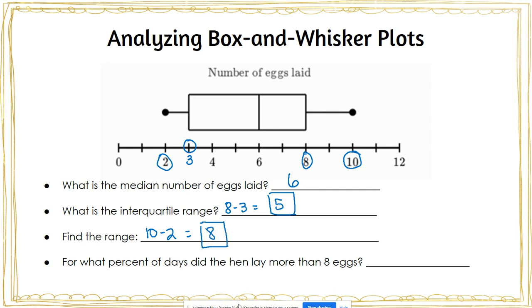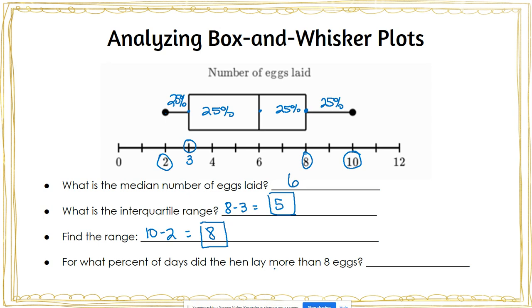Then I can answer questions about percentages. This question says, for what percent of days did the hen lay more than 8 eggs? Well, let's find 8. 8 is right here. And if I look beyond 8, I see that there's only one section because I remember that each of these sections represents 25% of my data. So from here to here is 25%. From this point to the median is 25%. From the median to my upper quartile is 25%. And from my upper quartile to my maximum is 25%.